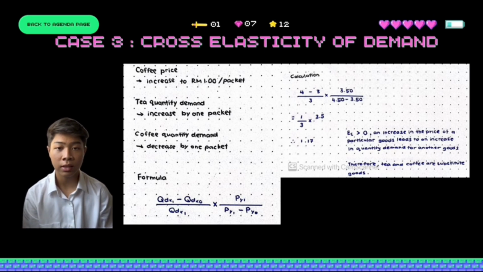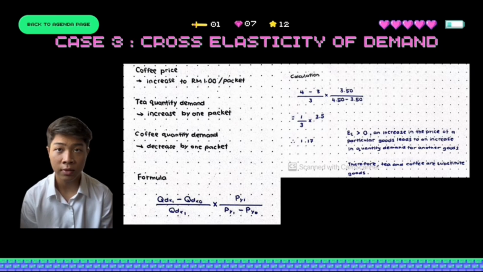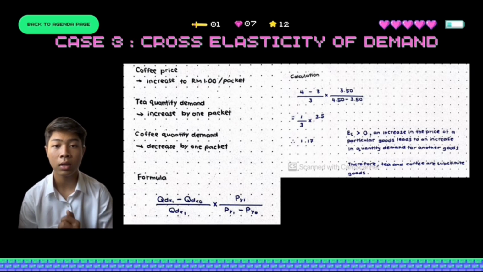So we'll be using the formula Qdx1 minus Qdx0 divided by Qdx1, times Py1 divided by Py1 minus Py0. So we'll get the answer 1.17. An increase in the price of a particular good leads to an increase in quantity demanded for another good. Therefore, tea and coffee are substitute goods.